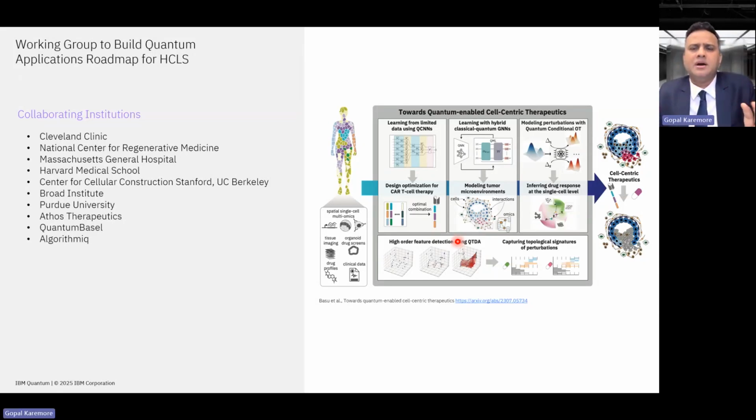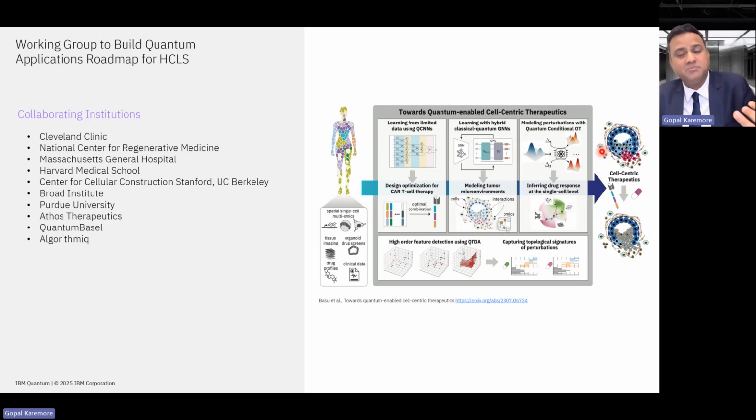Here we have proposed four different application domains. Using single-cell multi-omics data, one can use a quantum convolutional neural network for CAR T cell therapy motif optimization, a graph neural network for modeling the tumor microenvironment, and we also propose quantum optimal transport theory, or OT, for inferring drug response at the single-cell level. We have also proposed quantum topological data analysis, which may be very interesting for datasets like genomics, where we have really high-dimensional sparse data but with a hidden high-dimensional data structure.